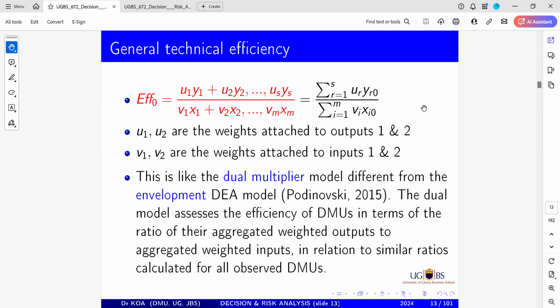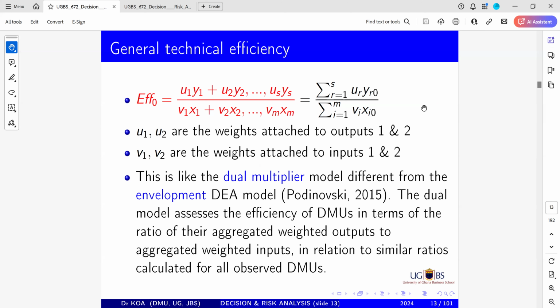And these multiplier models are usually compared with the envelopment model. If there's time, I'll show you the difference in the subsequent weeks to come. So the dual is the multiplier model, whereas you will learn later that the envelopment is a primal model. Take note of that before we get there. The envelopment is a primal model, and the dual is a multiplier model.